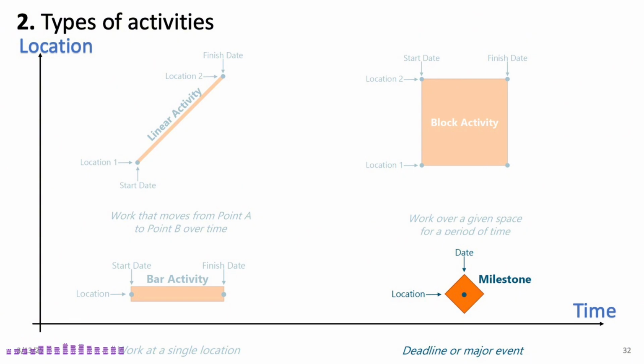Finally, we have milestones. These represent major deadlines or key events in the project. In LSM diagrams, milestones are shown as diamonds. On the x-axis, they are positioned at a specific point in time, and on the y-axis, they are usually placed at the final location of the last activity that needs to be completed before that milestone.